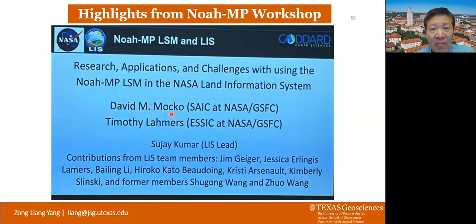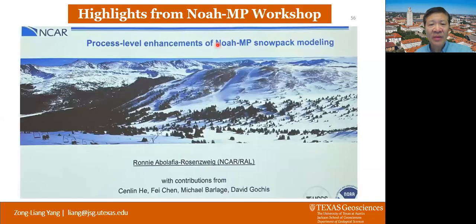And David Marco and his collaborators, like Sujie Kumar and others, talk about their effort at NASA, involving the NASA Land Information System. And Ronnie Abolafia-Rosenzweig from NCAR has done excellent work in improving snowpack.